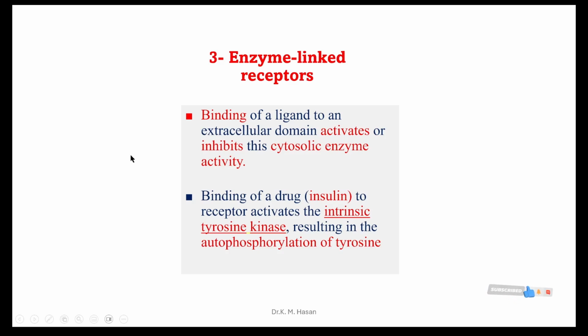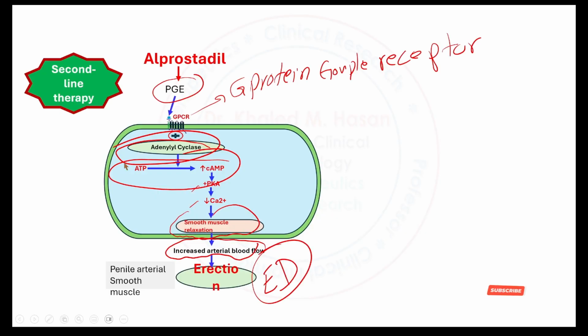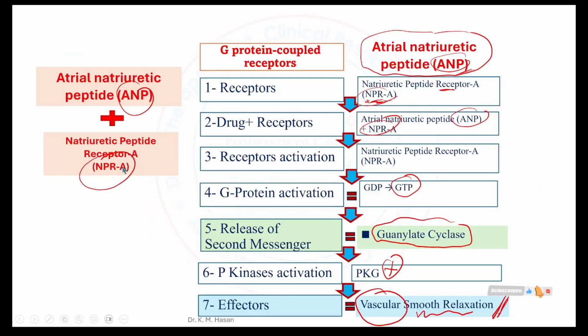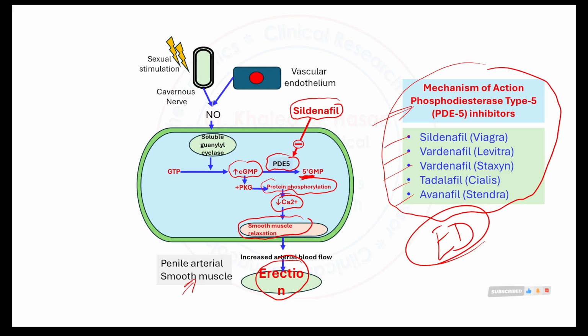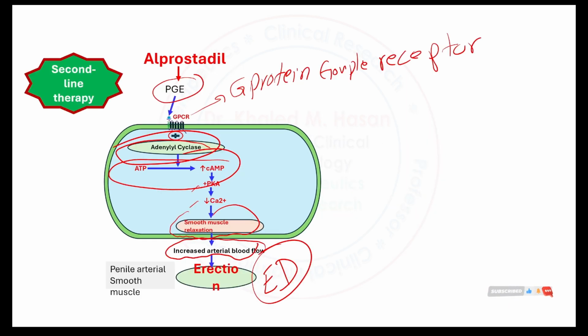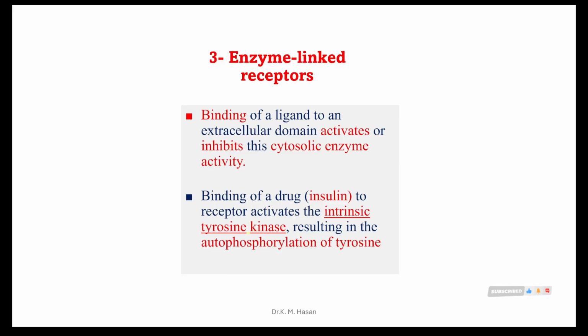Okay, so we're done with the G protein. We discussed several questions, cases, and scenarios regarding the G protein, and I will repeat it quickly here. We discussed angina with nitroglycerin, we discussed sildenafil by inhibiting phosphodiesterase 5, and then we moved to alprostadil, which activates the G protein coupled receptor and is used for erectile dysfunction.